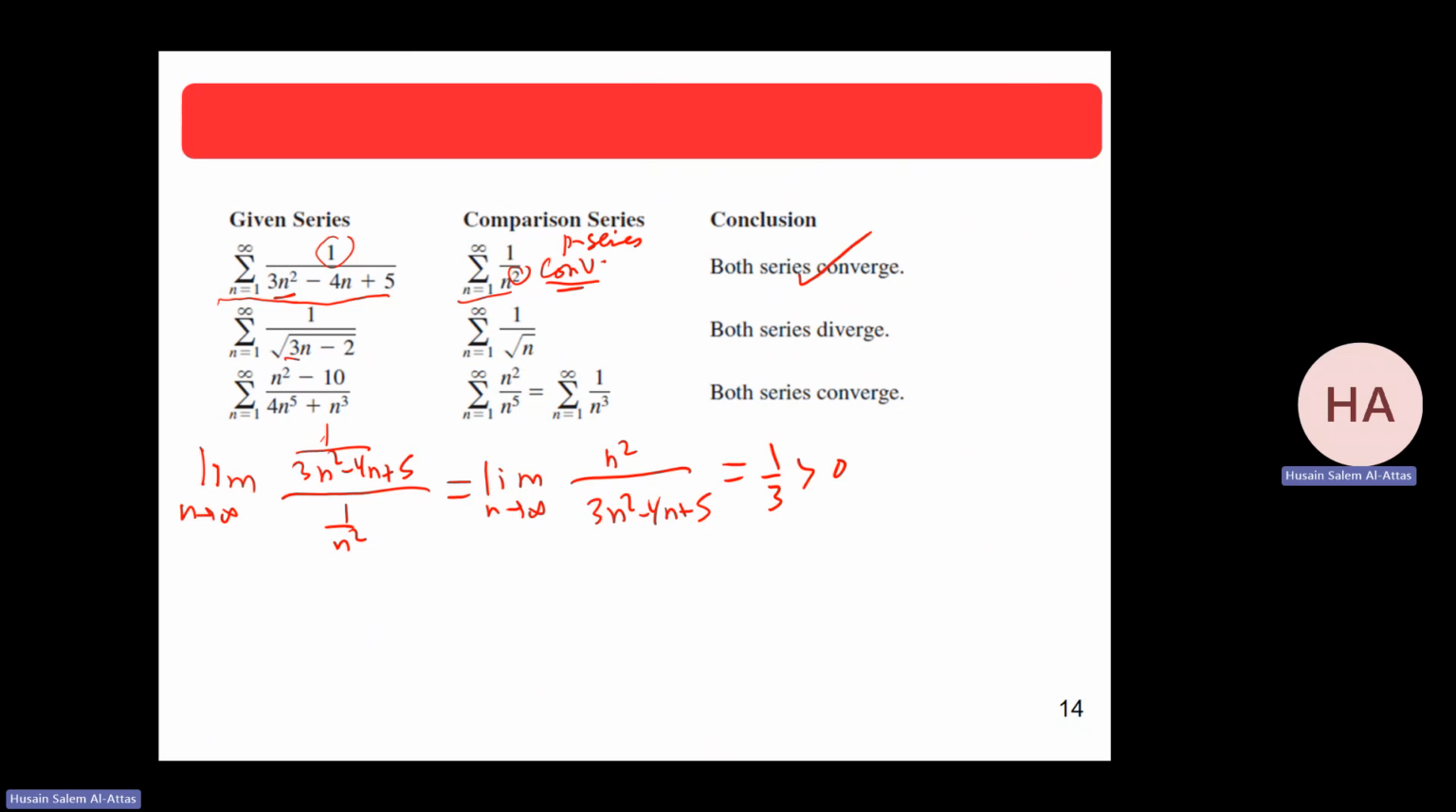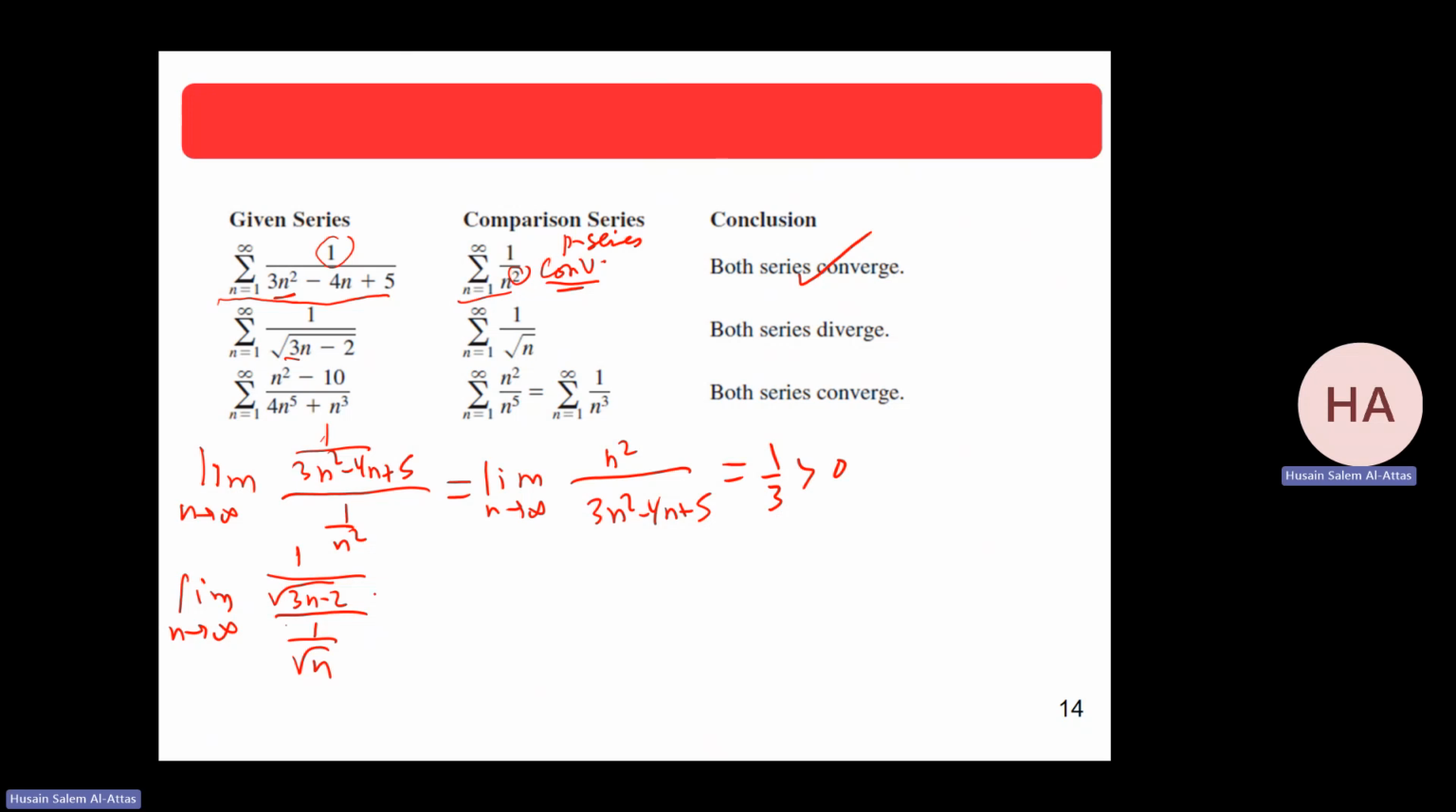If I look at this one, I'll compare it with what? Powers. I have 1 over square root of n. That's it. So check now the limit as n goes to infinity of 1 over square root of 3n minus 2 over 1 over square root of n. What I did, I just looked at the highest power, both in numerator and denominator. Numerator, 0. In the denominator, it's square root of n, to the power half, because it's n, but it's under the square root.